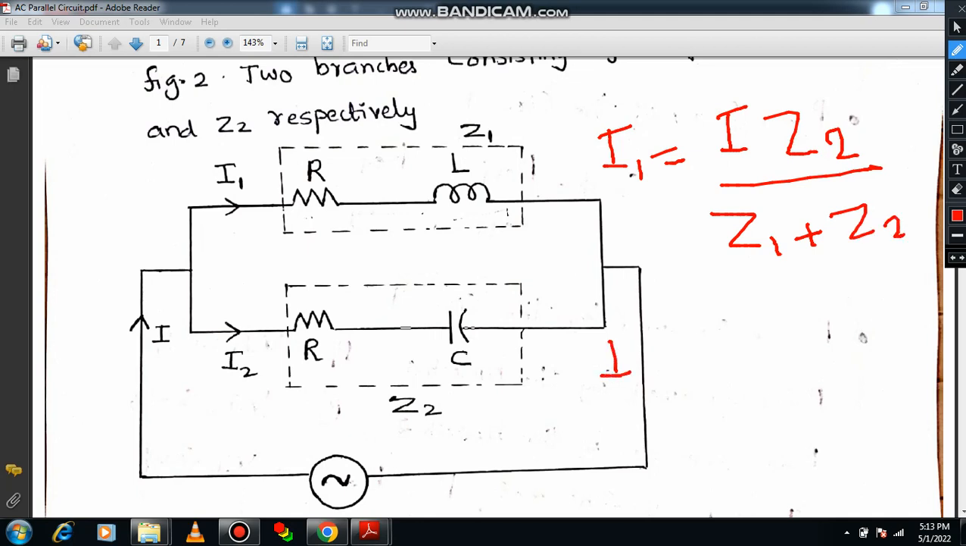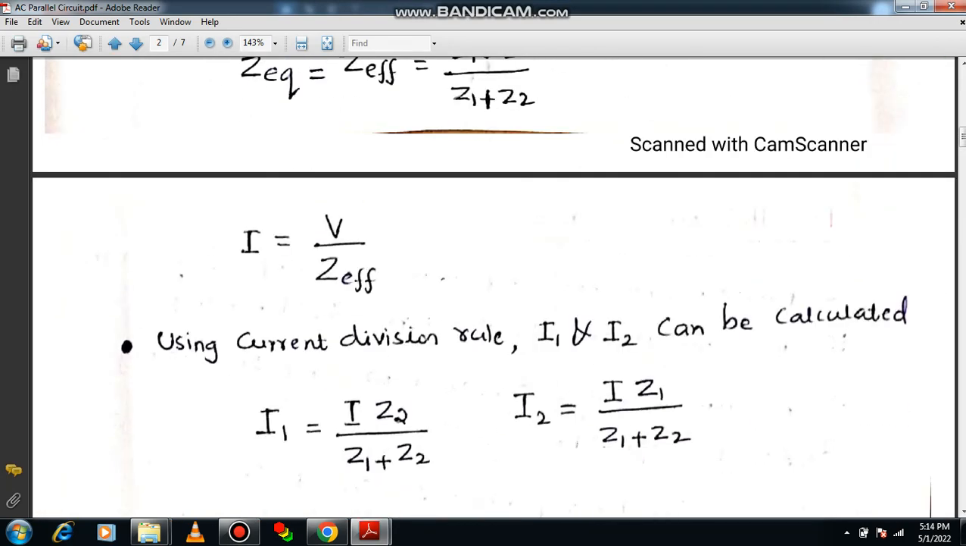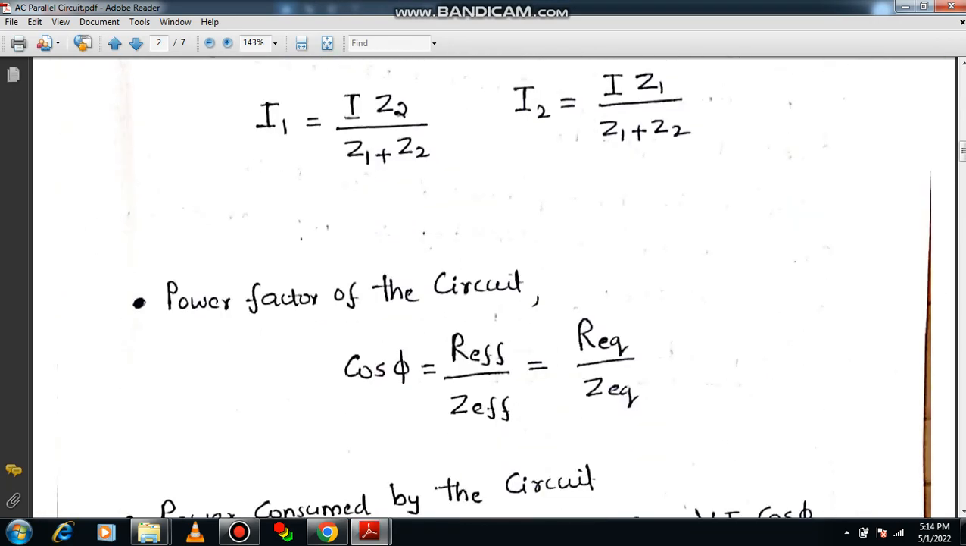Likewise, I can calculate I2. How to calculate I2? See, I2 I ought to calculate. Consider the total current I, then the impedance of the opposite branch Z1 divided by the total impedance Z1 plus Z2. So using the current division formula, I can easily compute I1 and I2 respectively. Based on this particular concept, you may get a numerical example that I am going to solve in the coming session.